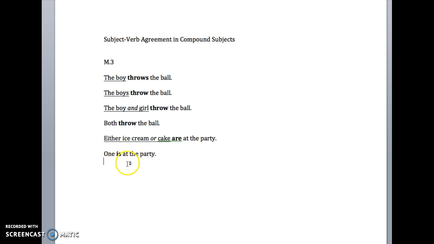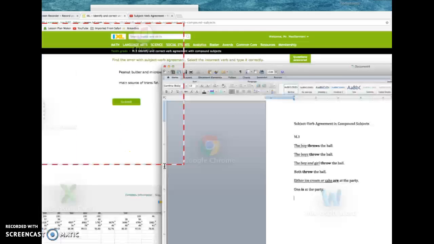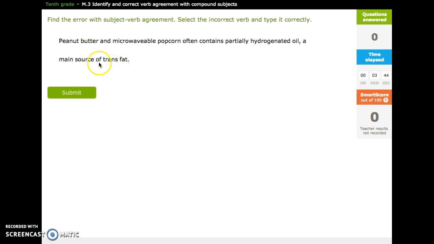Okay, so that's kind of your basics. If you see and, you know it's going to be plural. If you see or, you know it's going to be singular. And by the way, or could be replaced very easily with nor, right? So or, nor both work. Okay. So that's rule number one.